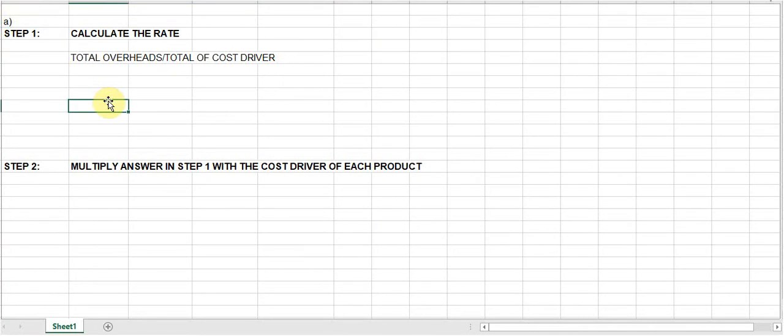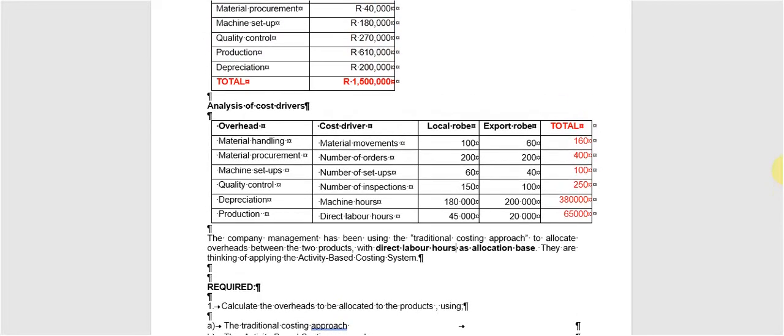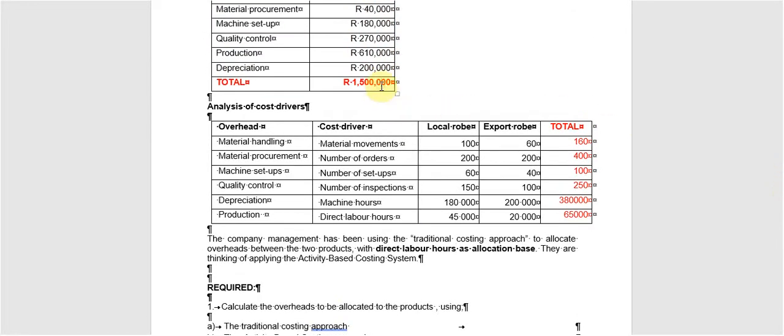So in traditional costing, what do we do? We take the total overheads, we divide it by the total cost driver, and there is only one cost driver, and then we need to take our answer and multiply it with the cost driver for each specific product. So in applying step 1, I need to find the total overheads, which was 1.5 million, and divide it by the total cost driver that they have selected, which is direct labor hours, and that was 65,000 direct labor hours.